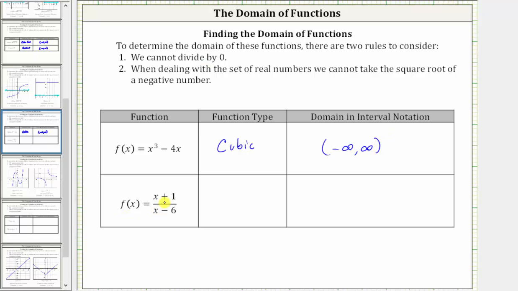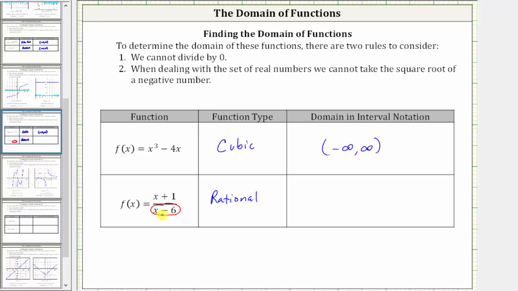Next, we have f of x equals the quantity x plus 1 divided by the quantity x minus 6. This is a rational function. A rational function is a ratio or quotient of two polynomial functions, or in our case, we have a ratio or quotient of two linear functions. And now to find the domain, because division by 0 is undefined, we need to determine what value of x will make the denominator equal to 0. Once we find that value, we must exclude that value from the domain.